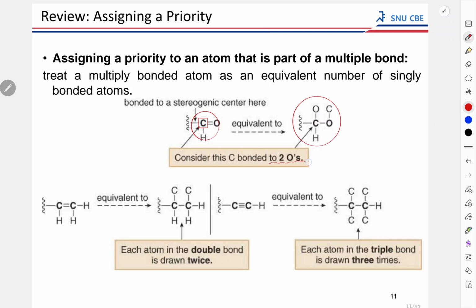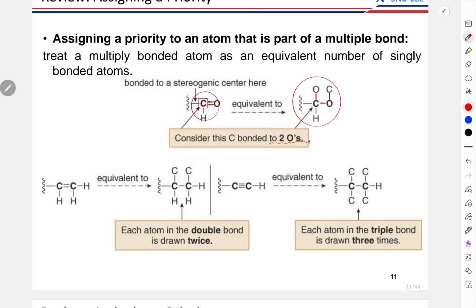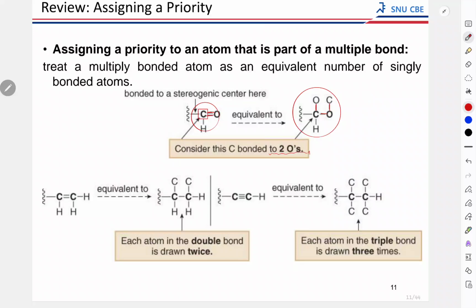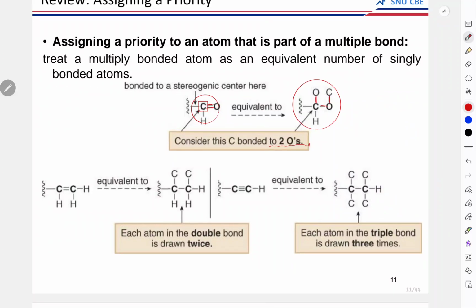What about a double bond between carbons? You can dissect and encode it, or think of it as equivalent to this type of bond. So this carbon has two bonds with carbon, and also this carbon, you need to think about from the perspective of this carbon. This carbon also has two double bonds with carbons.